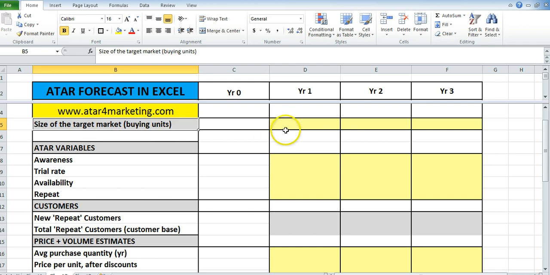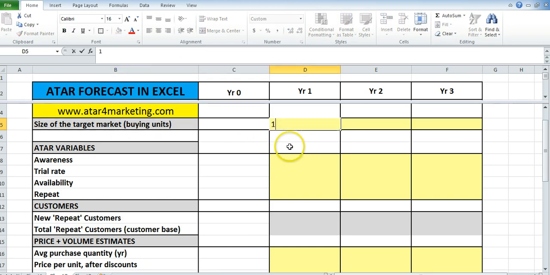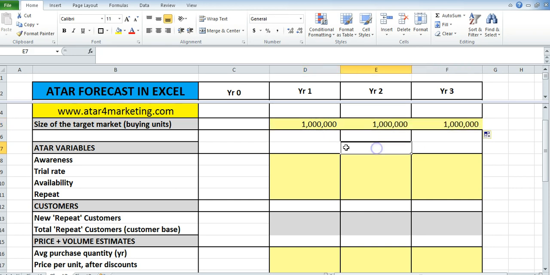Step 1, what is the size of our target market? So we need to know what that is. Okay, so I'm just going to assume it's 1 million people. Obviously you'd have a supporting statistic for that, and I just copy that across. It's unlikely to shift a lot.